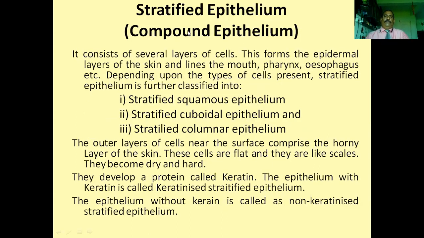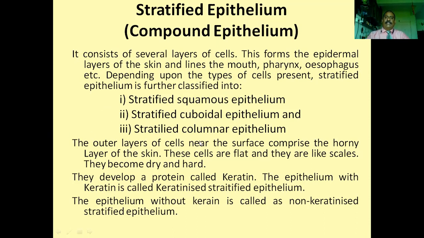Then stratified epithelium consists of several layers of cells. This forms the epidermal cells of skin and lines the mouth, pharynx, and esophagus, depending upon the type of cell present. Stratified epithelium is further classified into stratified squamous epithelium, stratified cuboidal epithelium, and stratified columnar epithelium. The outer layers of cells near the surface comprise the horny layer of skin.